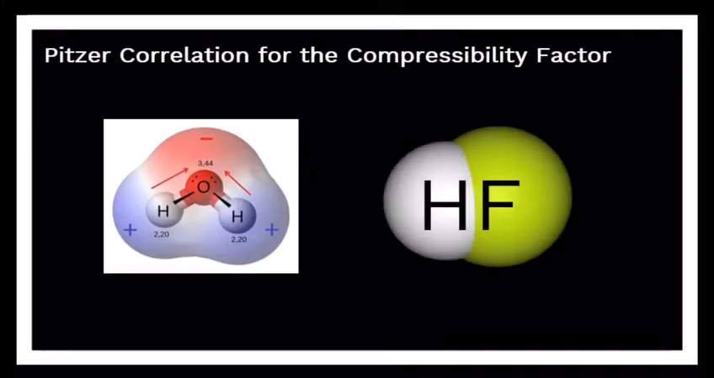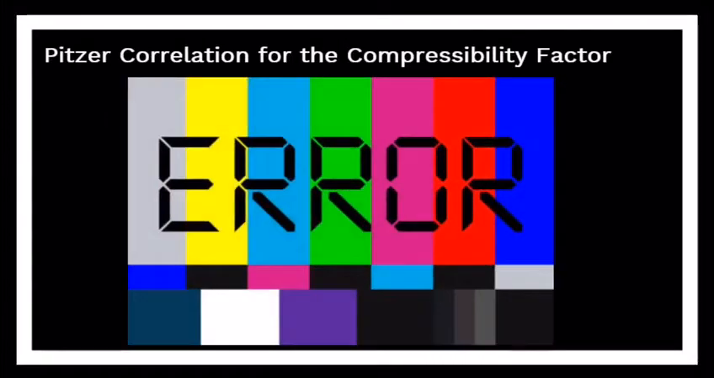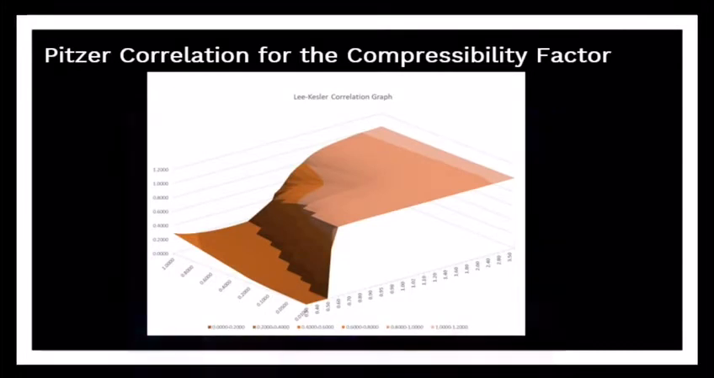The Pitzer correlation is only applicable to nonpolar or slightly polar fluids. So if we use a polar fluid, there will be a big error. To visualize the table, we plot this 3D graph using Excel. The discontinuity of the graph is the liquid-vapor equilibrium.